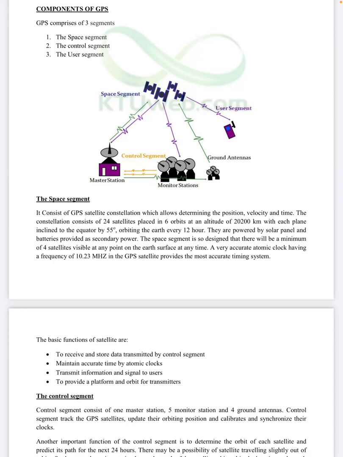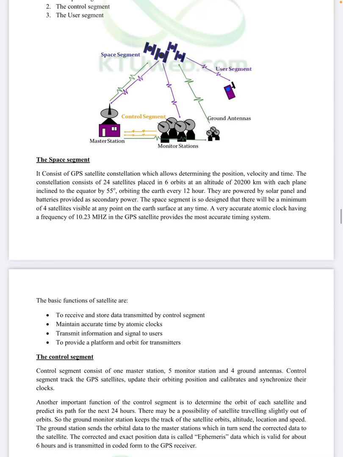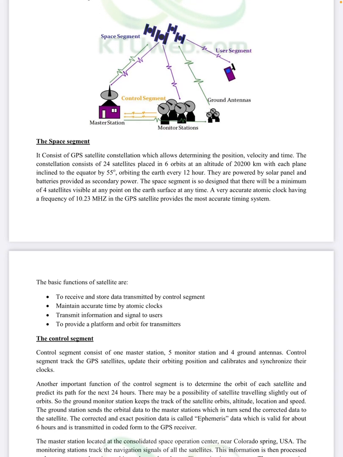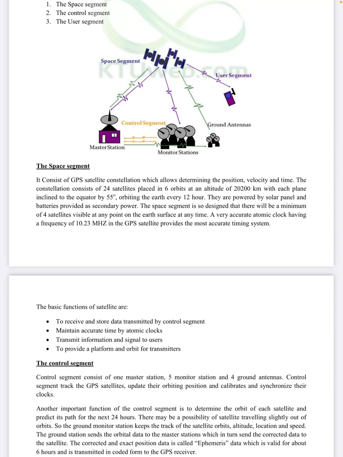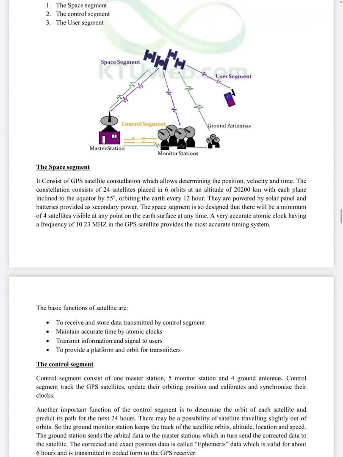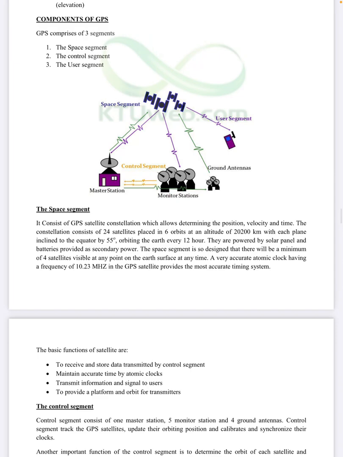A very accurate atomic clock with a frequency of 10.23 megahertz in the GPS satellites provides the most accurate timing system. Across microseconds and milliseconds, the calculated distance to the object will change, so if we want to locate the object accurately, we need a very accurate clock.